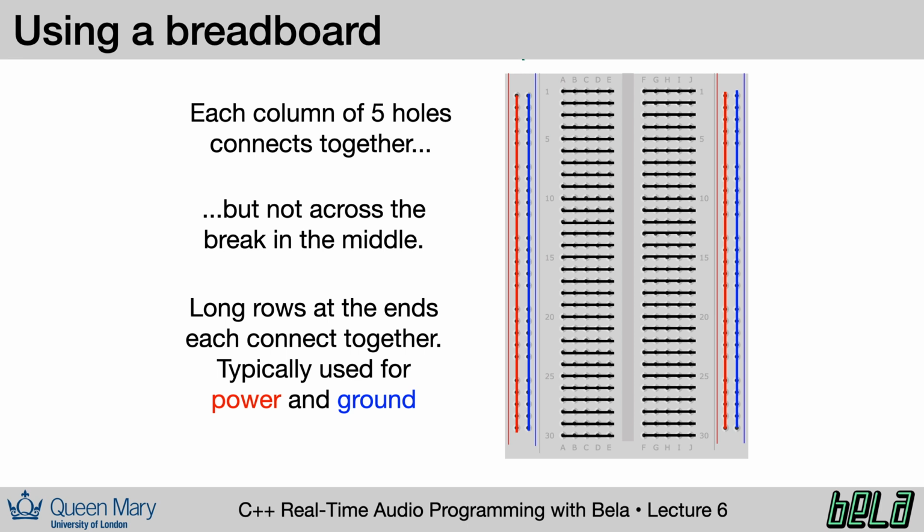The typical use for these rows is to carry signals for power and ground, which are used over and over again throughout a circuit. What I mean by ground is the 0-volt reference point of our circuit. Typically speaking, whenever we talk about voltage levels in a circuit, we are usually talking about voltage levels with respect to ground. And nearly every circuit that we're going to build is going to require a ground connection as well as connections to the Bela digital or analog pins.